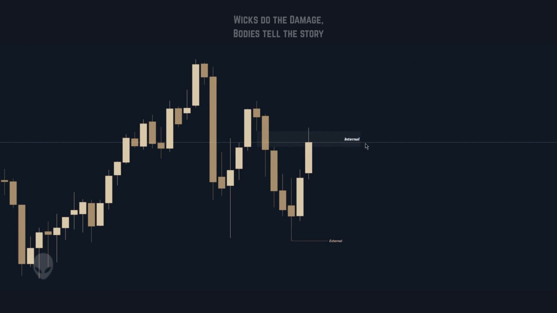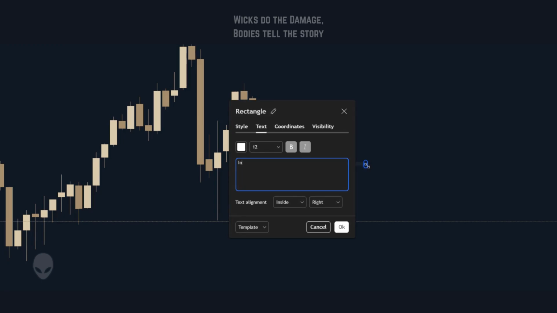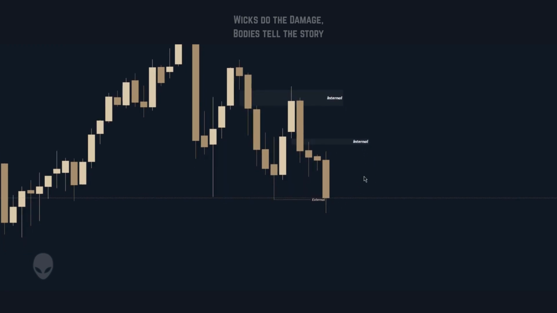Now you'll often hear people say wicks do the damage, bodies tell the story. What we mean by that is the wicks take out the liquidity, and based on how the bodies close, you can tell which direction price would most likely want to move to. So because we wicked off of the external liquidity, we can see that we are most likely going to be moving towards internal liquidity. And then we wick the internal liquidity, and then we don't have a closure above it. So we can expect price to then move back to external. So looking at how the body is closed is very important.